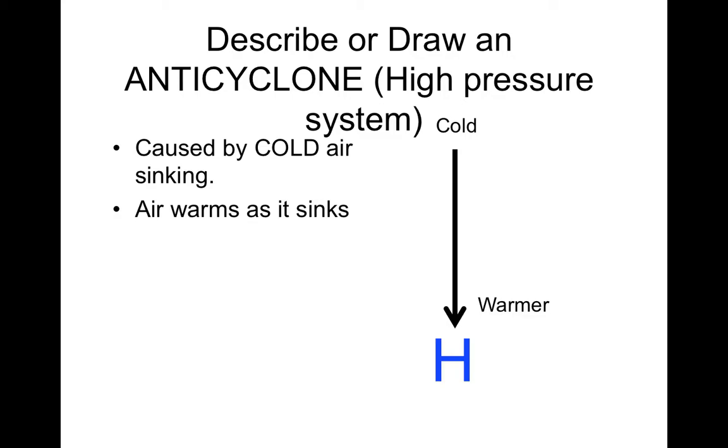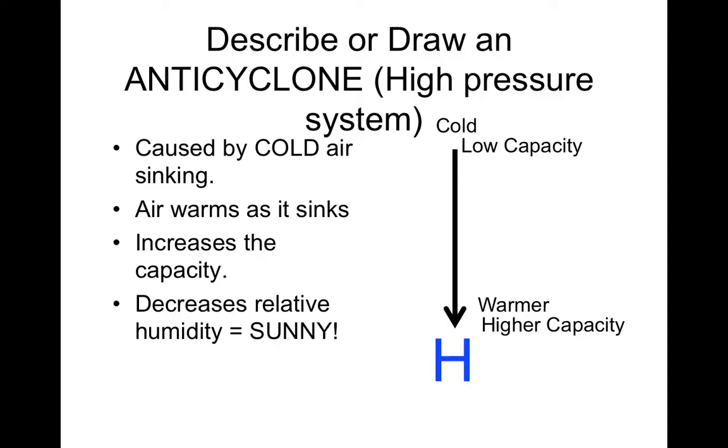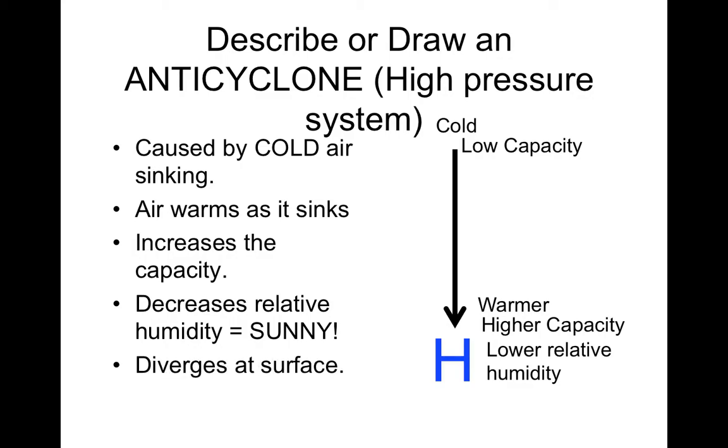Well, we have to think about what that does to the capacity. So let's chase that variable. So the capacity up high is low, but as it gets warmer, the capacity increases. Well, then we have to chase that variable. What's that going to change? That's going to change relative humidity. So the relative humidity is going to be lower down at the bottom, which makes it sunny.